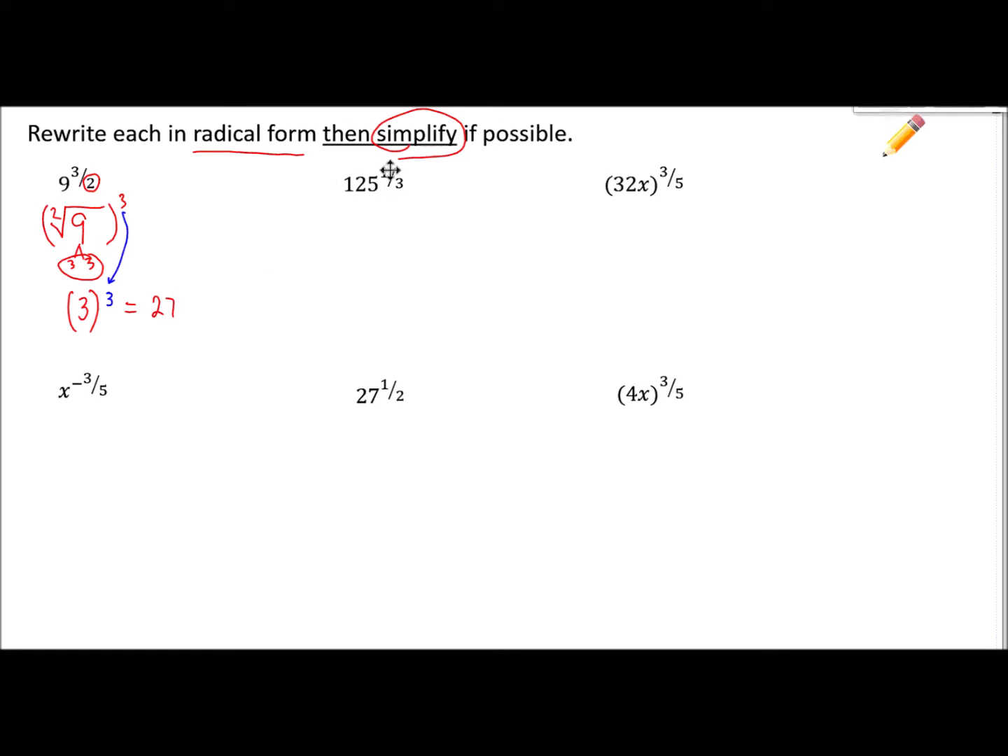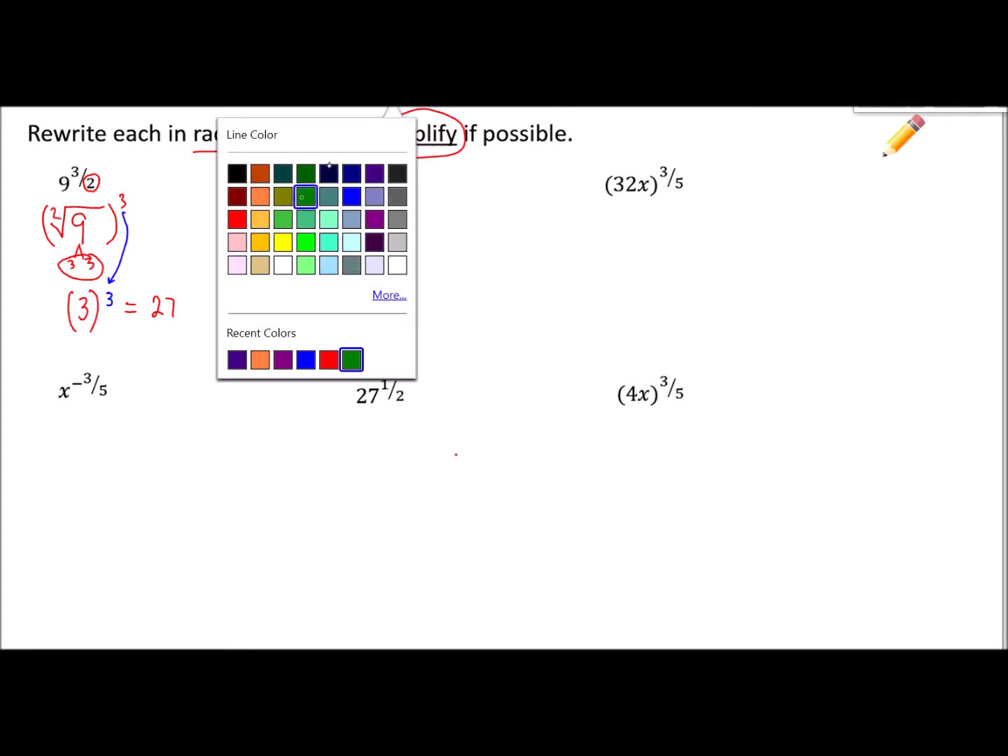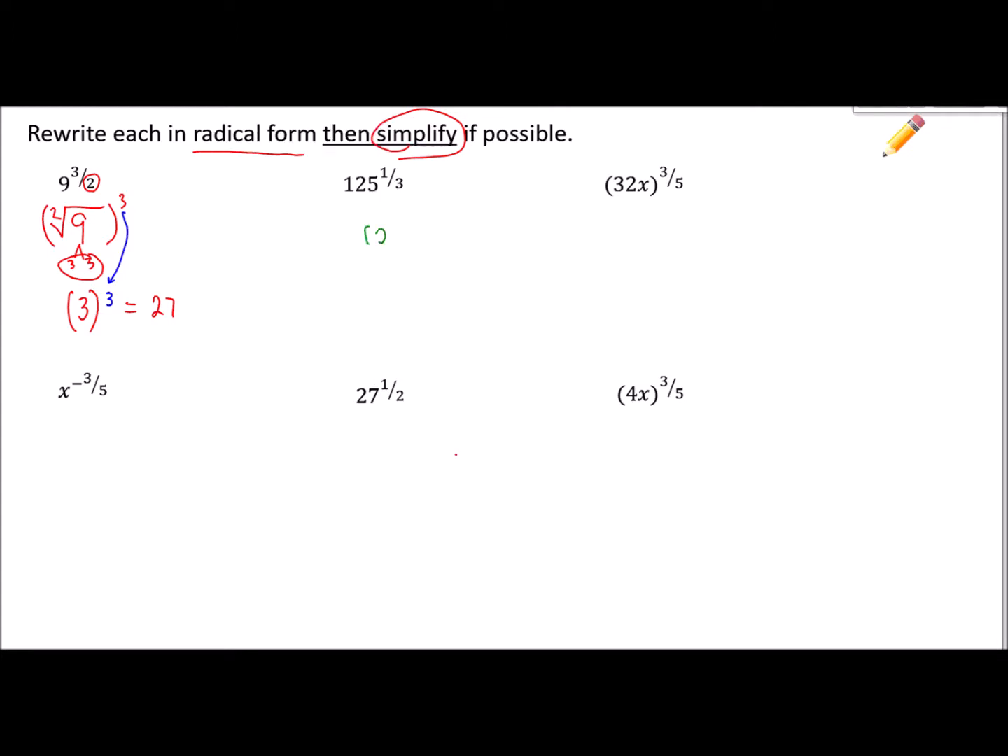Okay, 125 to the 1/3, that's going to be 125 inside a radical, don't need parentheses. So start with the radical, 125, bottom number goes on the shelf.